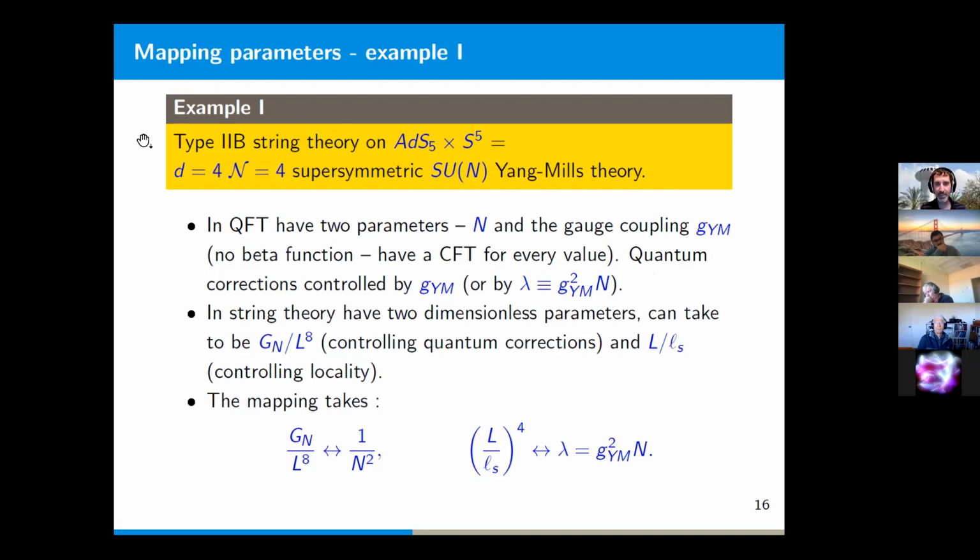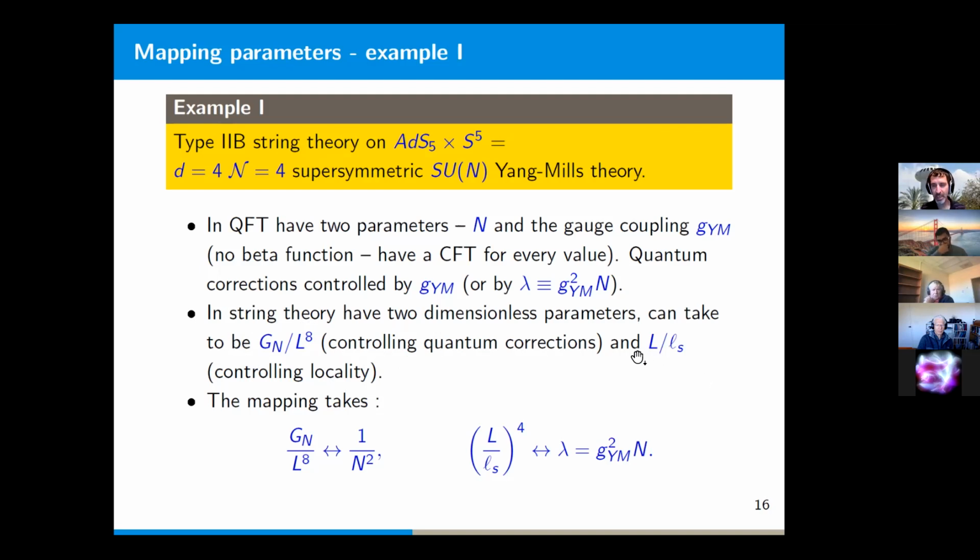On the string theory side, we similarly have 2 parameters. Obviously, otherwise we couldn't claim they're equivalent. In string theory, we can take 2 dimensionless parameters. One of them, we can take to be the Newton's constant of the gravity that we get from this string theory, measured in units of the anti-de Sitter radius L. So that's G_Newton over L to the 8th, and that's what controls the strength of the gravitational interactions, and in particular also the strength of the quantum corrections, like graviton loops and any other quantum corrections that we would have in this space. So that's one parameter.